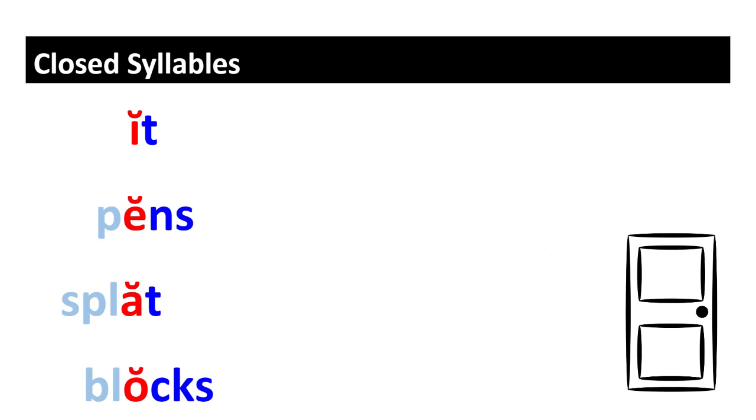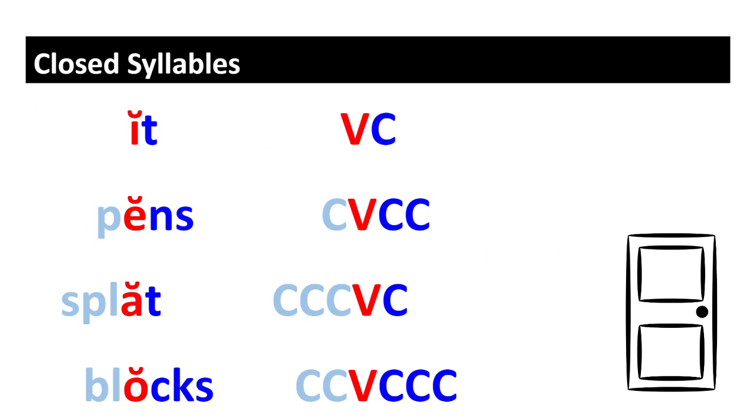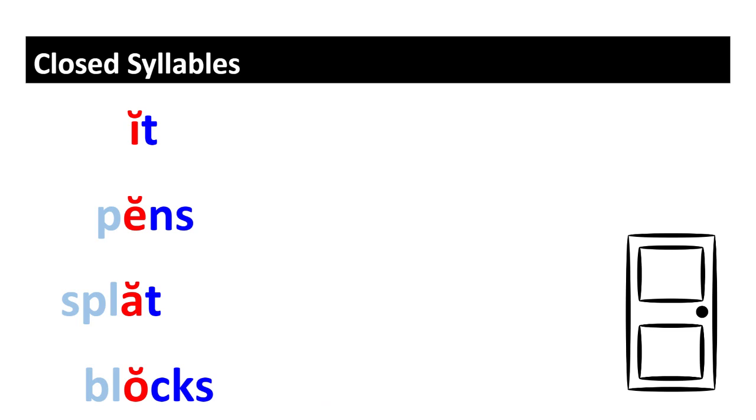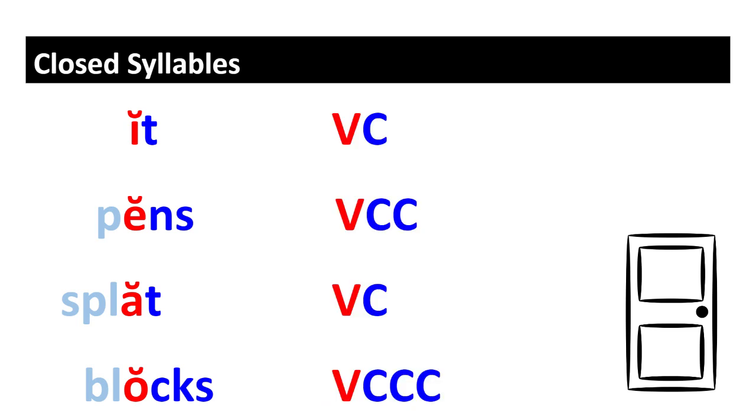When we look at closed syllables, again, the pattern for a closed syllable is that we have a single vowel followed by one or more consonants. The consonants at the beginning of the word usually do not have any impact on what the vowel says. So to pick out whether or not it's a closed syllable, we want to find that vowel and look after it.